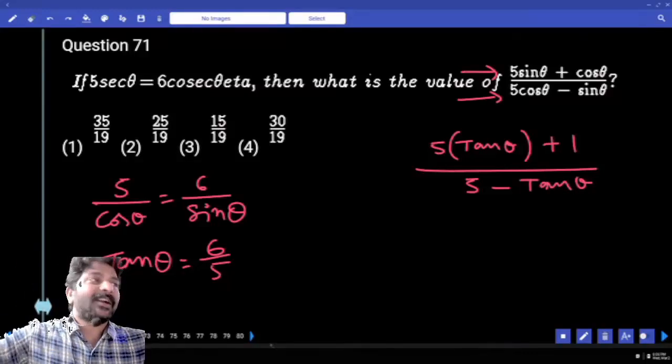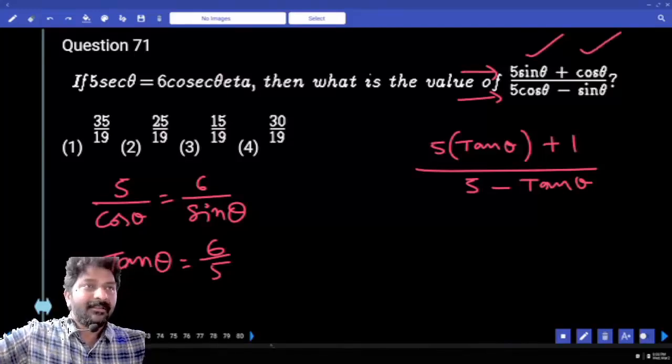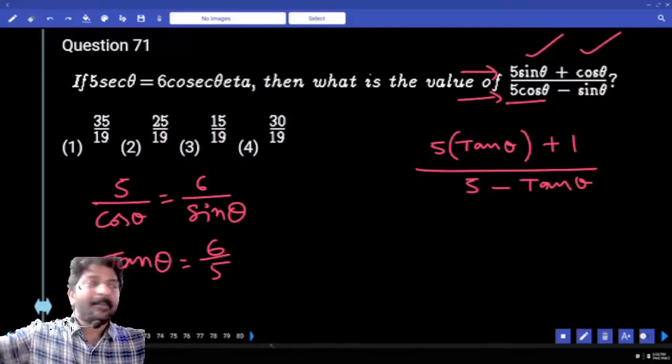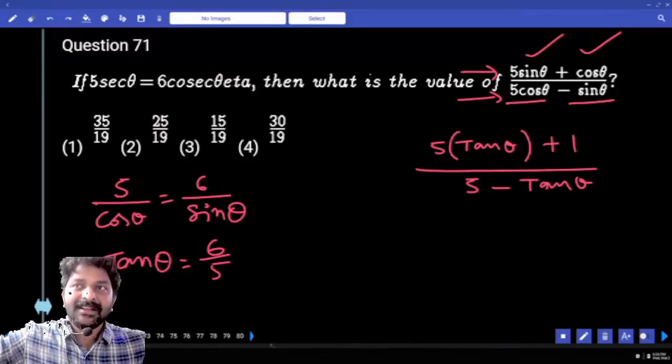న్యూమరేటర్లో cos theta కామన్ తీసాము. ఇక్కడ ఏమవుతుంది? 5 sin theta by cos theta అంటే 5 tan theta. ఇక్కడ ఏముంది? 1 cos theta కామన్ వెళ్ళిపోతుంది డినామినేటర్లో. ఇక్కడ కూడా sin theta by cos theta అంటే tan theta.